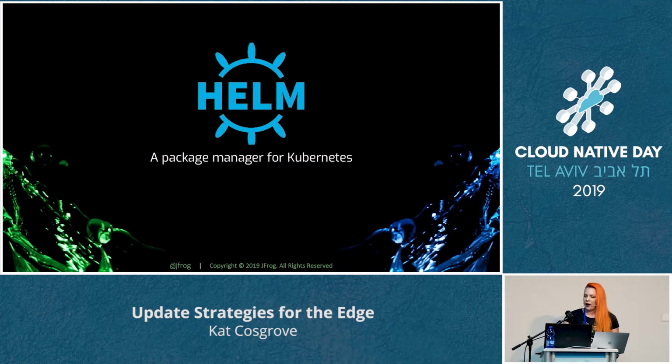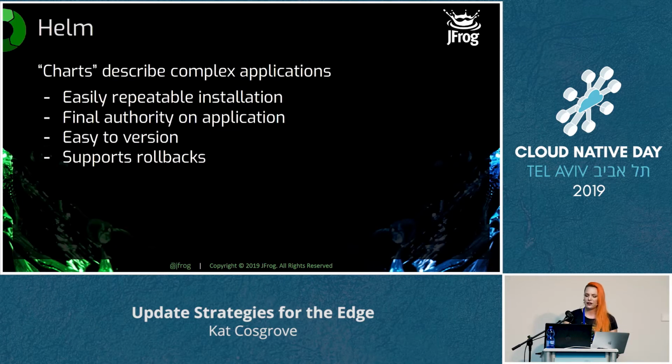We also used Helm, which I assume most of you are already familiar with, so I won't go into a ton of detail on what Helm is, but its charts can describe some pretty complex applications. It gives you an easily repeatable installation. It's the final authority on your application. The charts are very easy to version, and like we need, it supports quick rollbacks if something goes wrong.